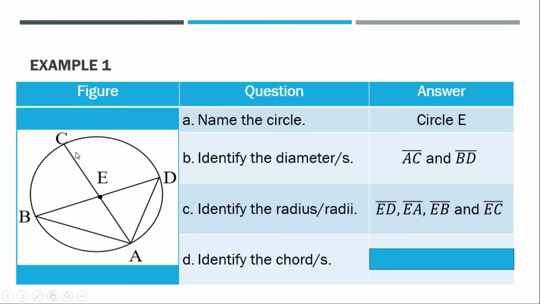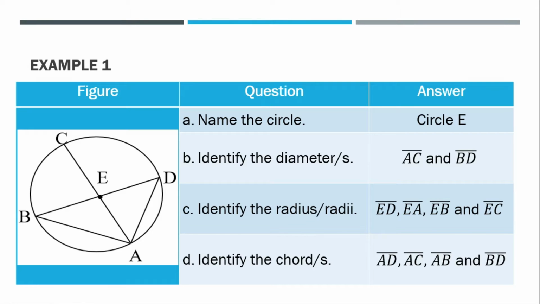The next one is, let's identify the chord or the chords. How many chords do we have? Always remember, a diameter is also a chord. So we already had two diameters earlier, and then the third and fourth. Our chords are line segment AD, line segment AC, line segment AB, and line segment BD. Understood?